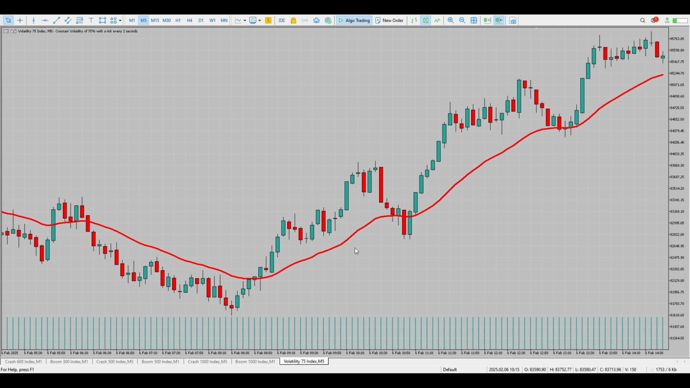After setting it up, you will come back to the volatility index chart. After getting there, you will see a line. This is actually a moving average indicator which is right now visible on your chart. So let's focus on the strategy.